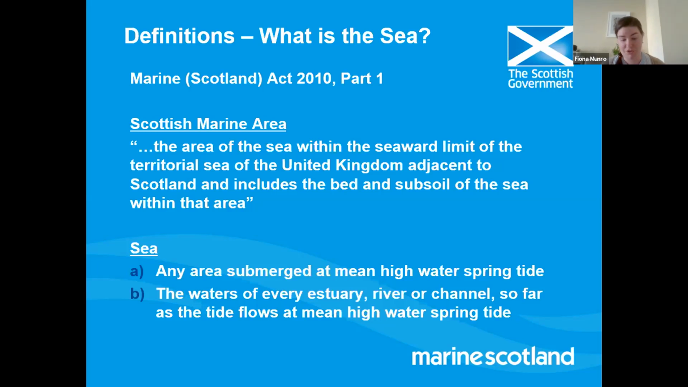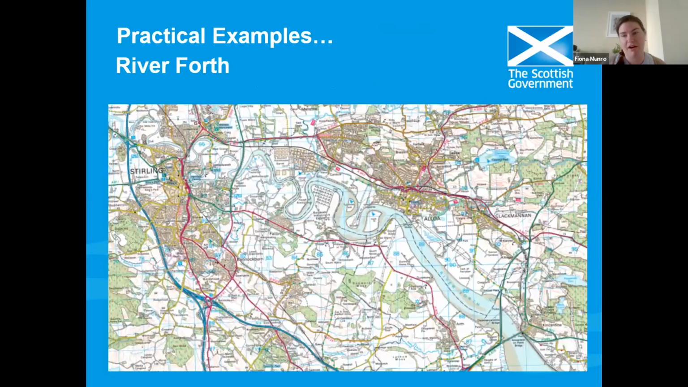And the waters of every estuary, river, or channel so far as the tide flows at mean high water springs tide is also included. So we take that as being the normal tidal limit. Just to give you an example of how far that can be, here's the River Forth, and if everyone could have a look and think about where you would consider the normal tidal limit to be.